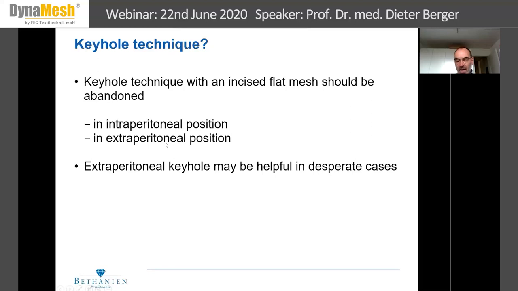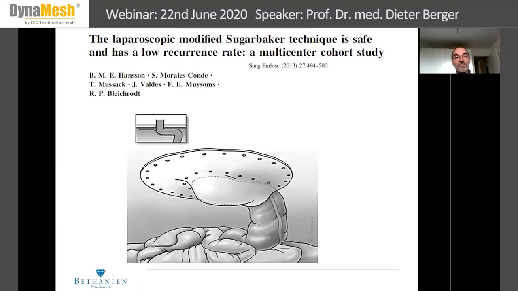Although I know that in some cases, the keyhole technique may be the only technique which is possible in very desperate cases. And I will show you some of them at the end. This is the laparoscopic modified Sugarbaker technique, which is used laparoscopically today.